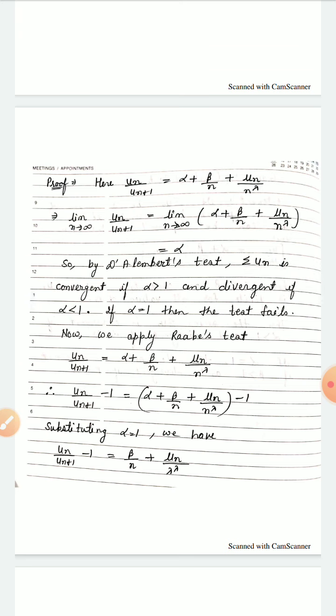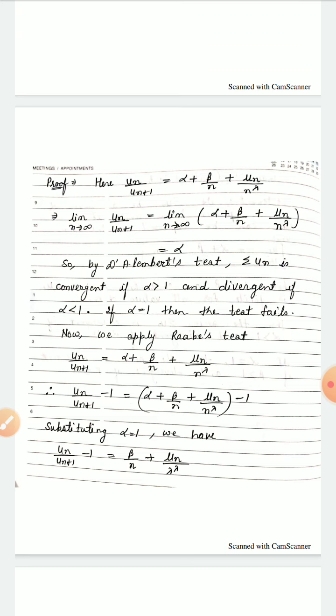Here un by un plus 1 is equal to alpha plus beta by n plus mu n by n to the power lambda. So if we find limit n tending to infinity un by un plus 1, this is equal to limit n tending to infinity alpha plus beta by n plus mu n by n to the power lambda. After simplifying the limit, we are left with alpha on the right hand side. So by D'Alembert test, summation un is convergent if alpha is greater than 1 and divergent if alpha is less than 1. And if alpha is equal to 1, then D'Alembert test fails.